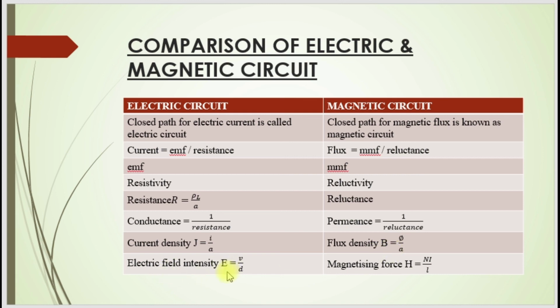Electric field intensity E is the measure of force exerted by one charged body on another. It is represented as electric field intensity is equal to F by Q. It is expressed in terms of Newton Coulomb inverse or volt per meter. That is V by D, which is equal to volt meter inverse. Similar to electric field intensity, we have magnetizing force H. Magnetizing force H is equal to mmf per unit length.